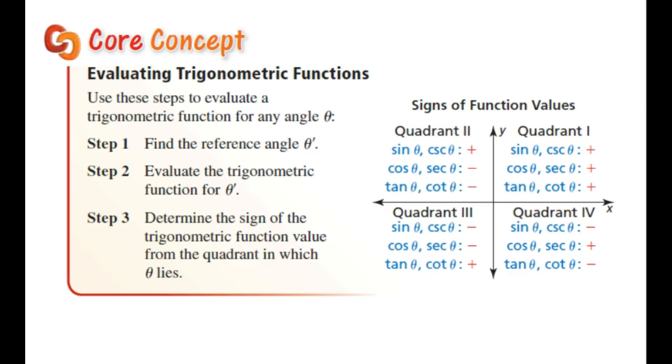Okay. So here when I'm evaluating, I have to be careful of the signs in each of my quadrants, right? And this kind of depends on my x and my y, of course, because my r is always going to be a positive value, right? Because r is a distance and that's always positive. Okay. So I can use these steps to evaluate my trig function. I can find my reference angle, then I can evaluate the trig function for that, and then determine the sign based on where that angle's at.